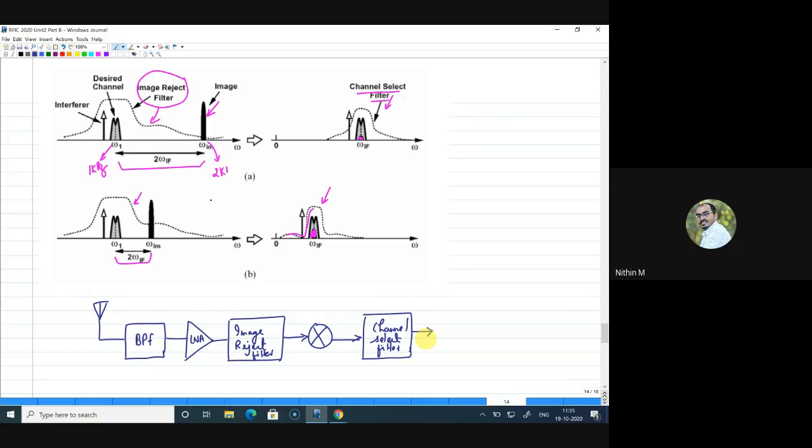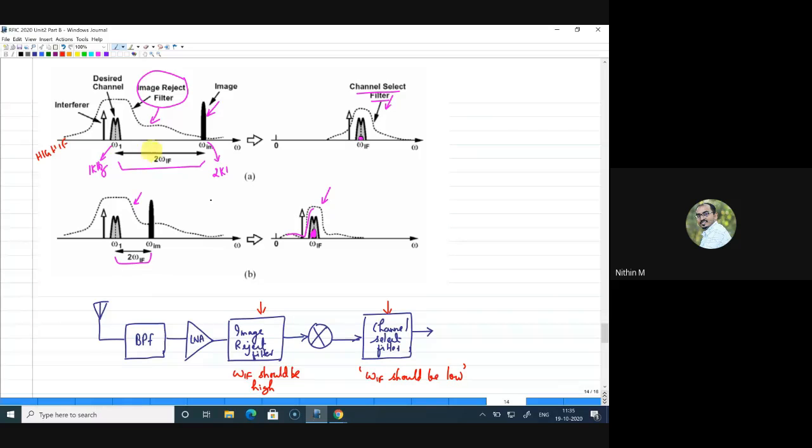Now if you look at these two filters, the image reject and channel select filters: for the image reject filter, omega IF should be high. That is a requirement to have a very relaxed filter. But for the channel select filter, omega IF should be low. So we can clearly see that there is a trade-off here, and now we'll see how we can deal with this trade-off. Here you can see the requirement is a high IF.